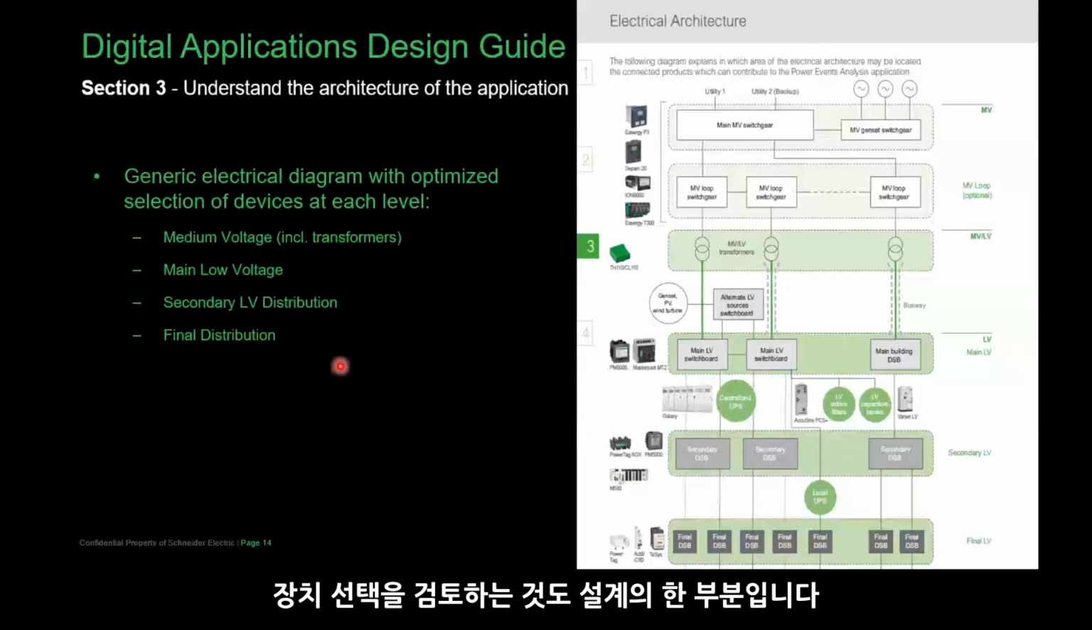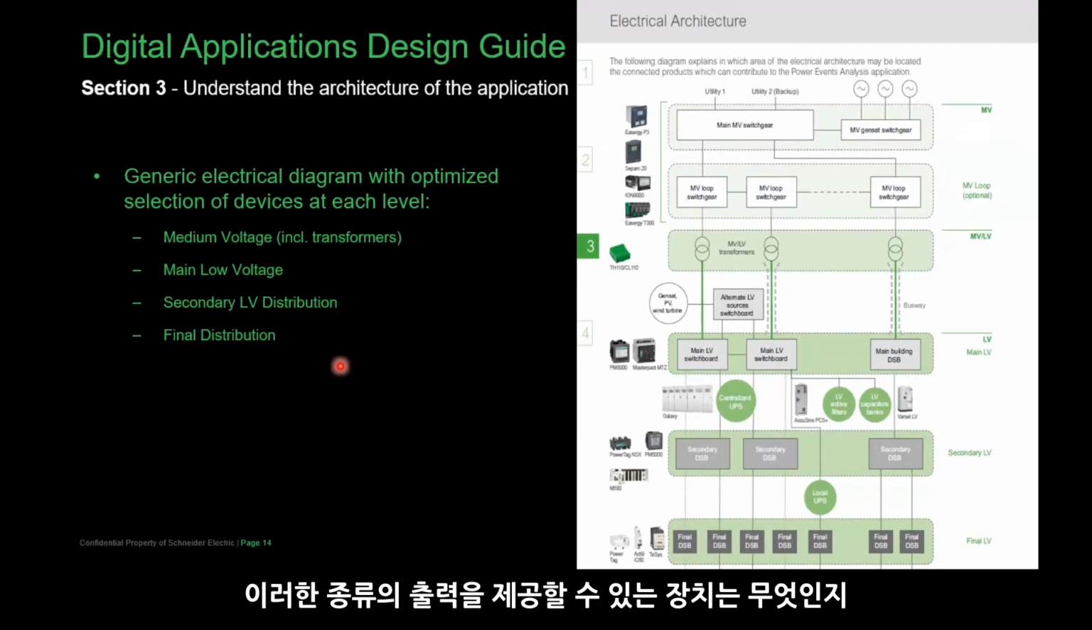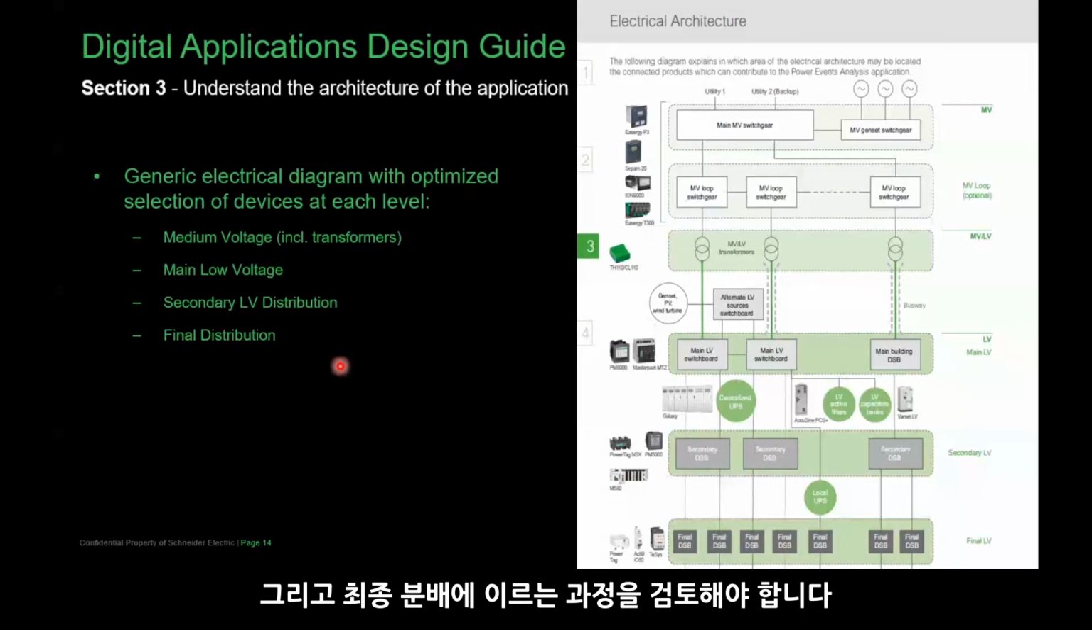Then, of course, part of the design is also looking into the selection of the devices, right? So once you understood the communication and the end users' needs, what kind of features they want, then you have to start looking into the selection of the products, right? What devices are able to deliver this kind of output at the different parts of the electrical network, right? So looking at medium voltage incomer, outgoing, low voltage incomer, outgoing, and all the way to final distributions.